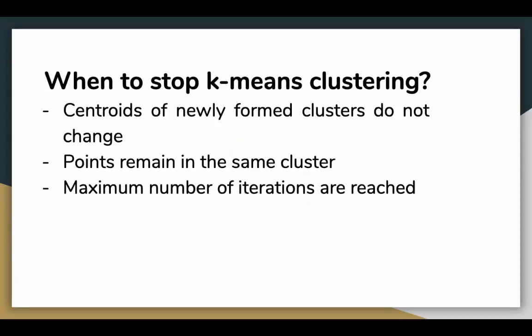Essentially, there are 3 ways to stop K-means clustering. First, the centroids of the newly formed clusters do not change. If the centroids don't change, that means we have reached the end, and that is the best way we can actually cluster our data. Second, the points remain in the same cluster. If the points remain in the same cluster, that means there is no further possible way to improve our clustering algorithm.